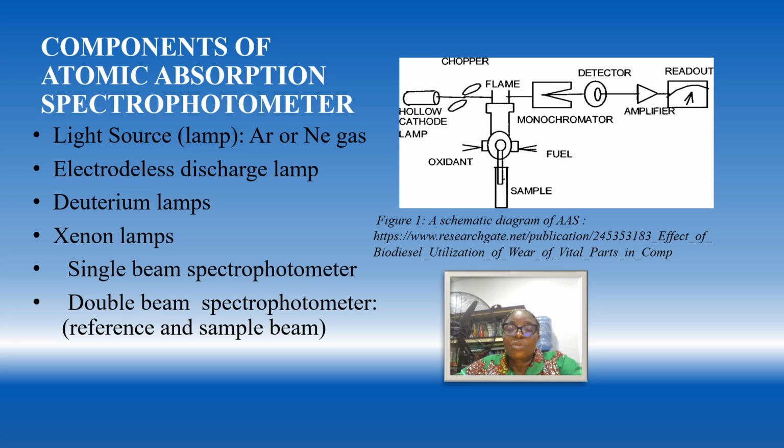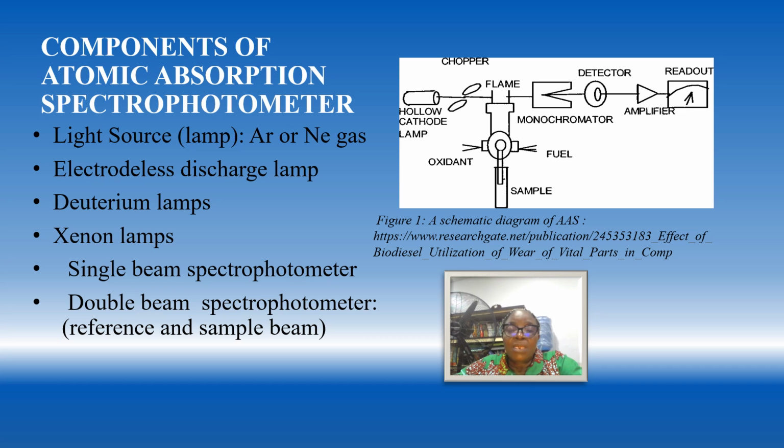We are now going to talk about the light source. The light source uses argon or neon gas. The hollow cathode lamp emits narrow spectral lines of wavelengths characteristic of the element to be determined. Each element has its own unique lamp, which must be used for that analysis.